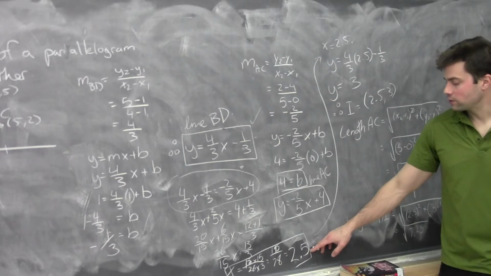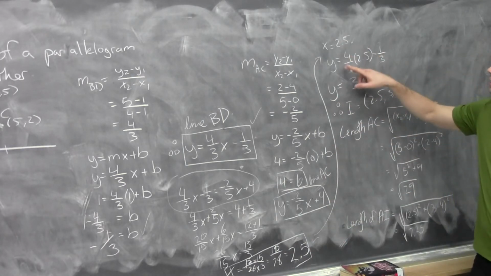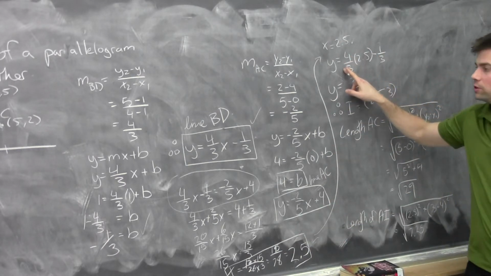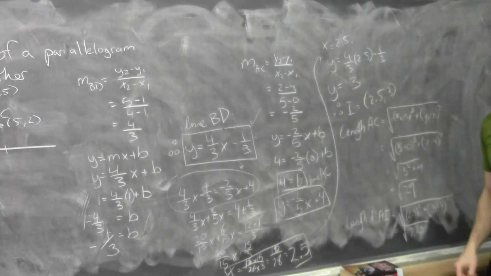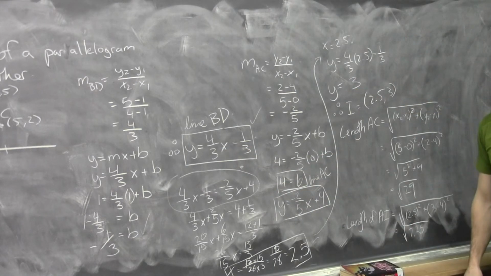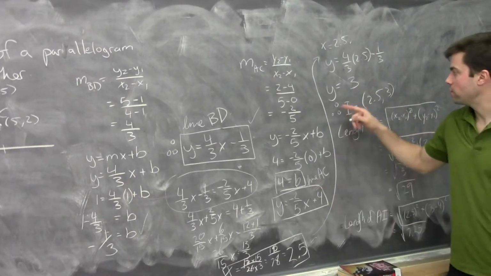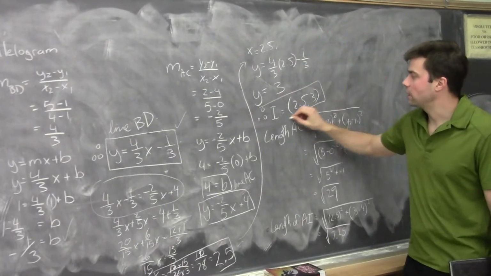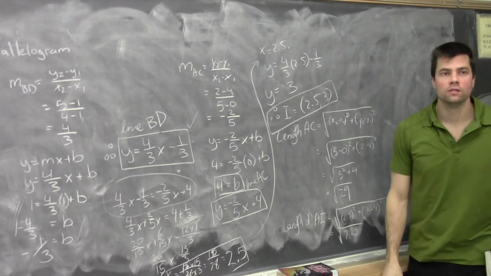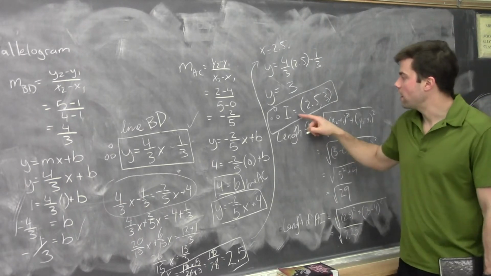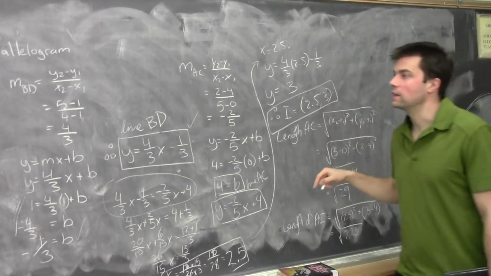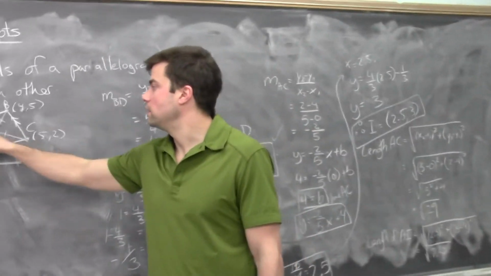Once I have my x value of 2.5, I can sub that into either equation. I chose to use the line BD equation, and I solve for my y value, which is 3. Once I have my x and y value, then I have my intersection point between the two lines. Okay? Once I have my intersection point, I'm going to check the length of the line AC.